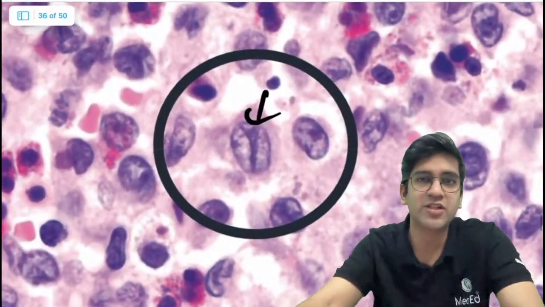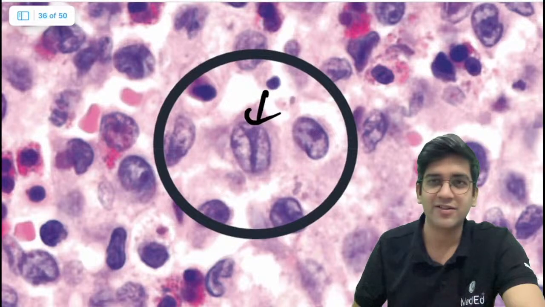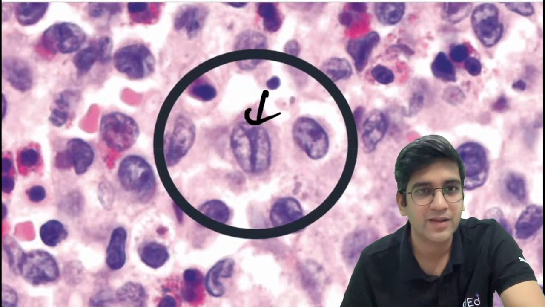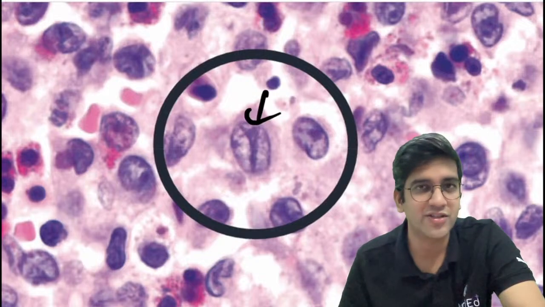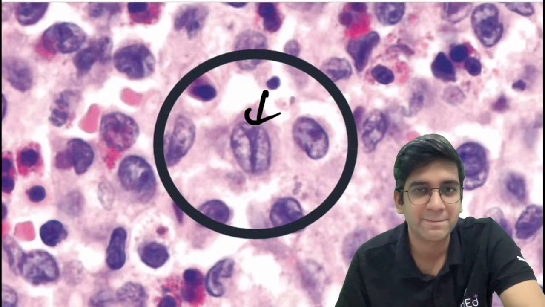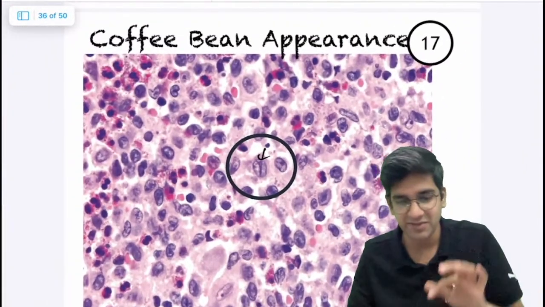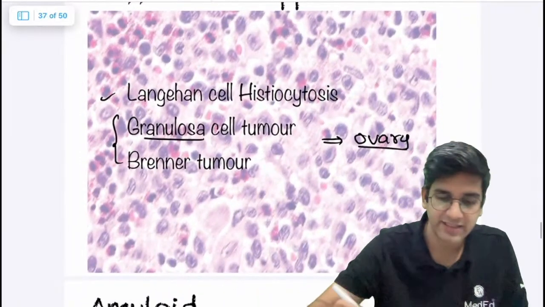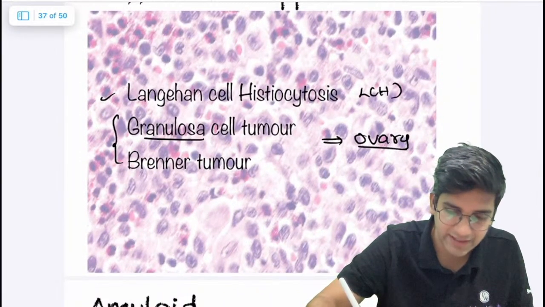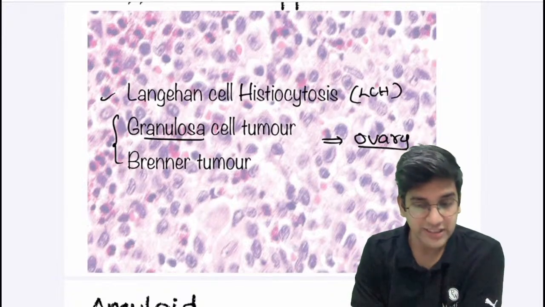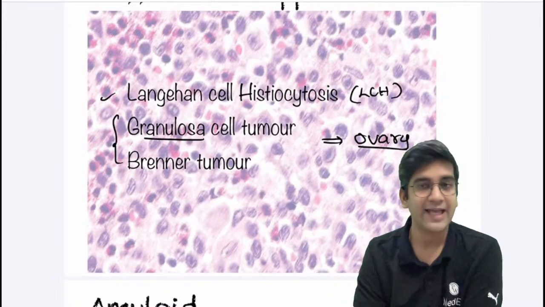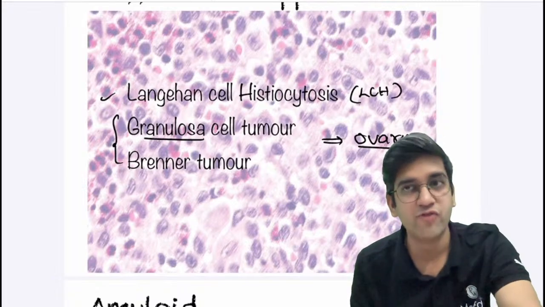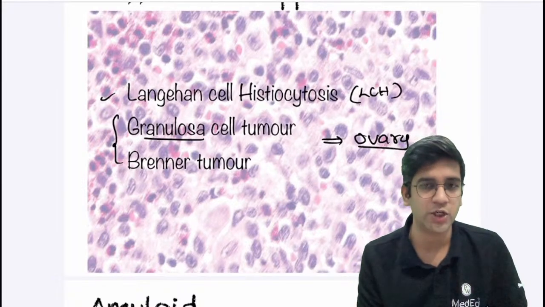How do you think this looks like? Let your imagination fly and tell me. At least in a few places where it looks like what we read. It looks like a coffee bean, right? A coffee bean appearance will be seen in Langerhans cell histiocytosis, or LCH, granulosa cell tumor of the ovary, and Brenner's tumor. These are three places where I have a classical coffee bean morphology. It looks exactly like a coffee bean.